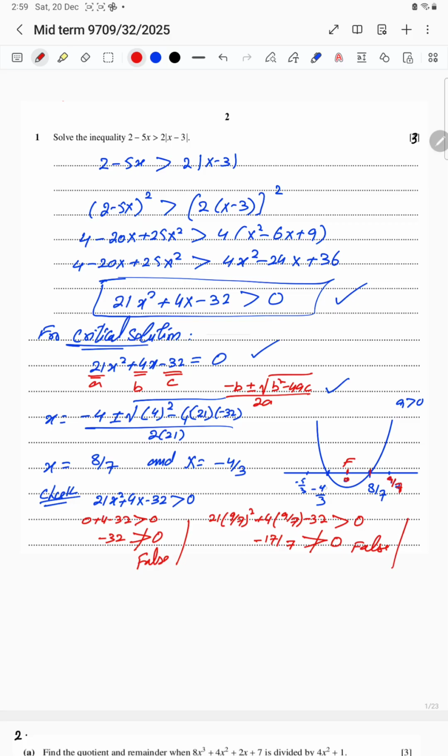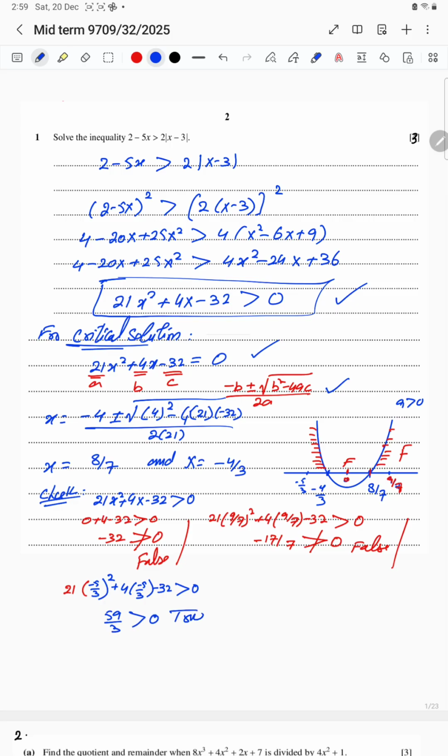So finally I can take the values lesser than this value. So when I replace x with less than minus 4 by 3, say minus 5 by 3, I get 21 times minus 5 by 3 square plus 4 times minus 5 by 3 minus 32 bigger than 0. I need to show this check to finalize my answer. Once I do it on the calculator, I will get 59 by 3, which is bigger than 0.